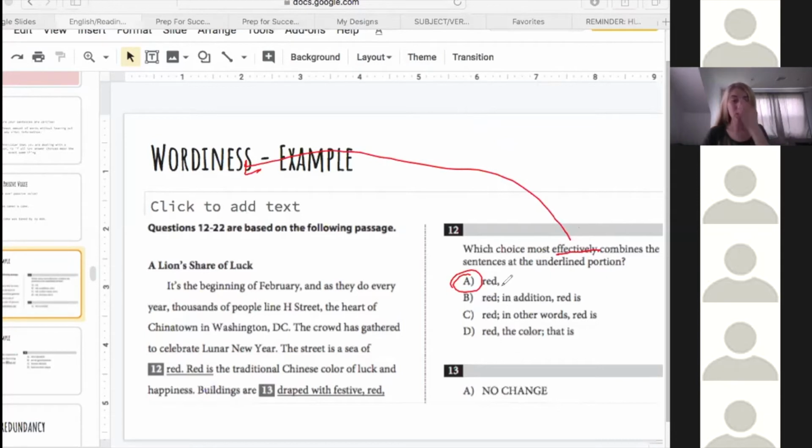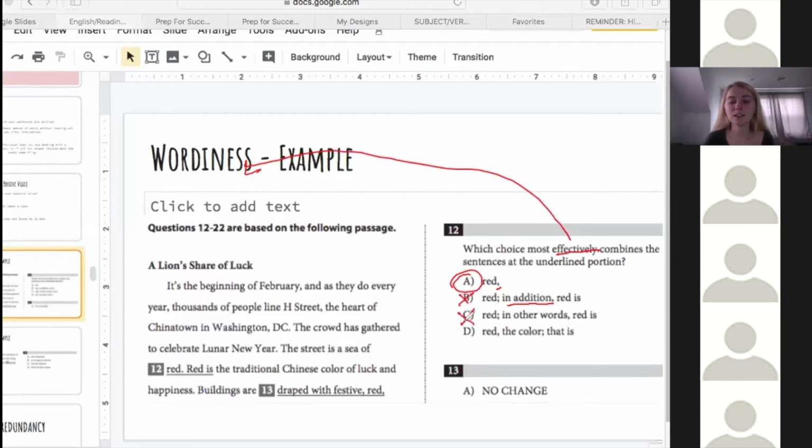So here, remember we mentioned when we have the commas, commas can show additional information. So this comma shows additional information about the sea of red. So we don't need to repeat in addition if that comma already does the additional information for us. So B is out. Now, in other words, I know we haven't talked about these transition words yet, but in other words literally means to restate the same exact thing again. So remember, if we're restating the same thing again, then that wouldn't necessarily be essential. But still, even in this case, we say the street is a sea of red, and then we say red is the traditional Chinese color. It's not saying the same thing, so that one's out.